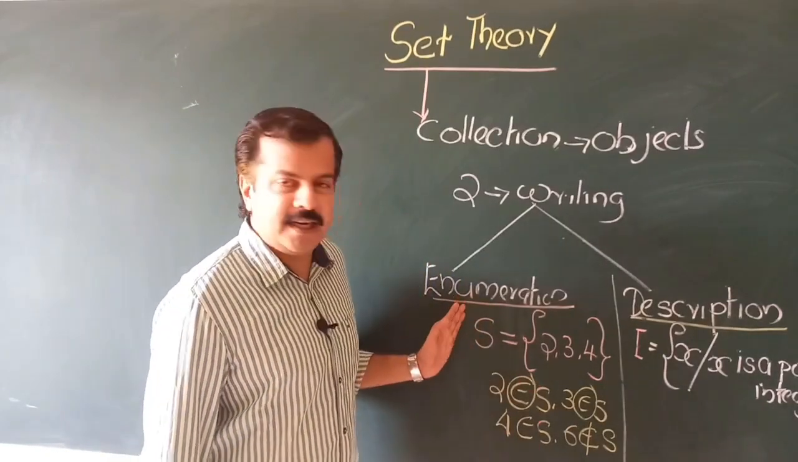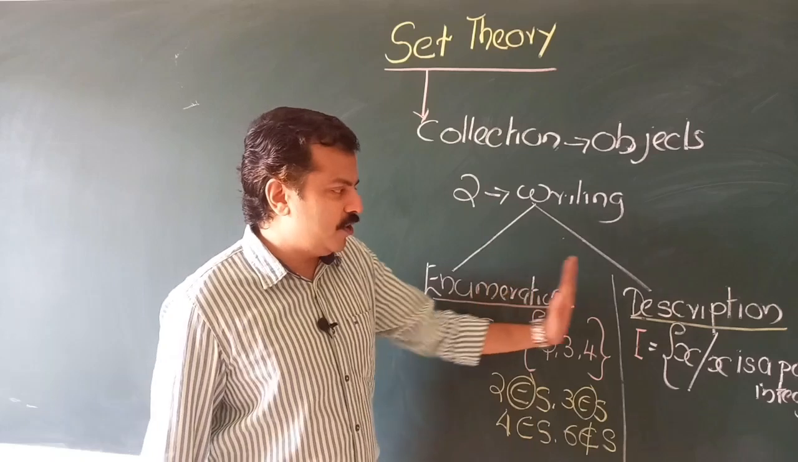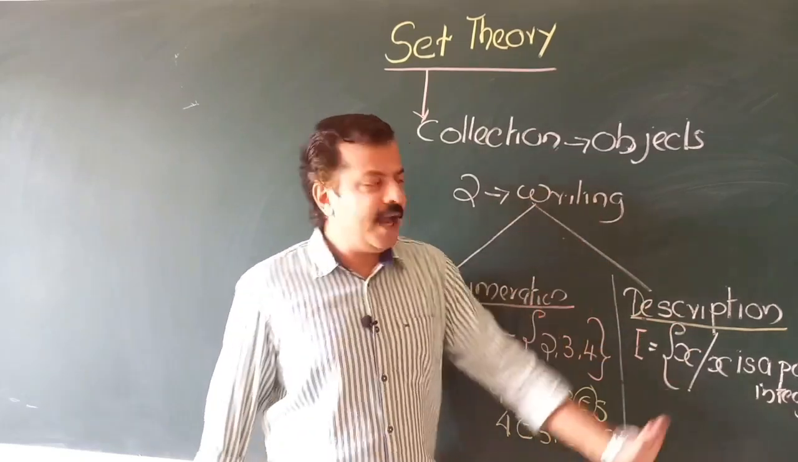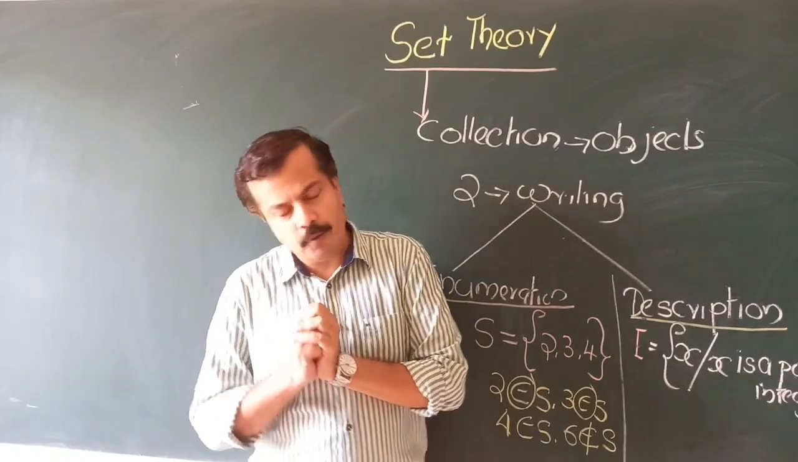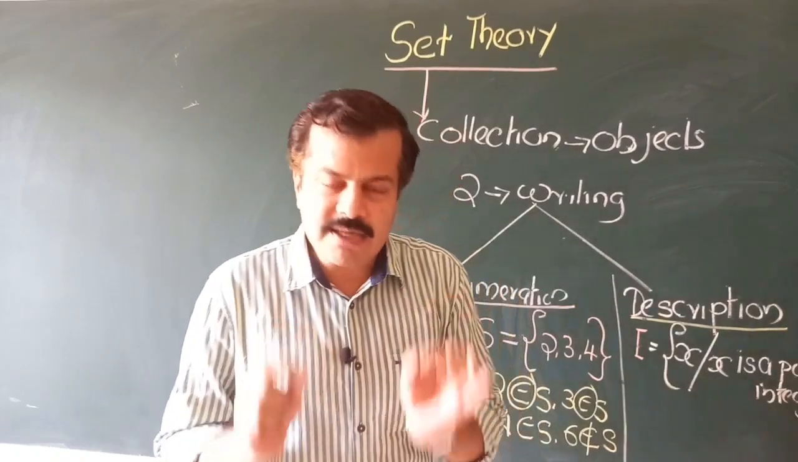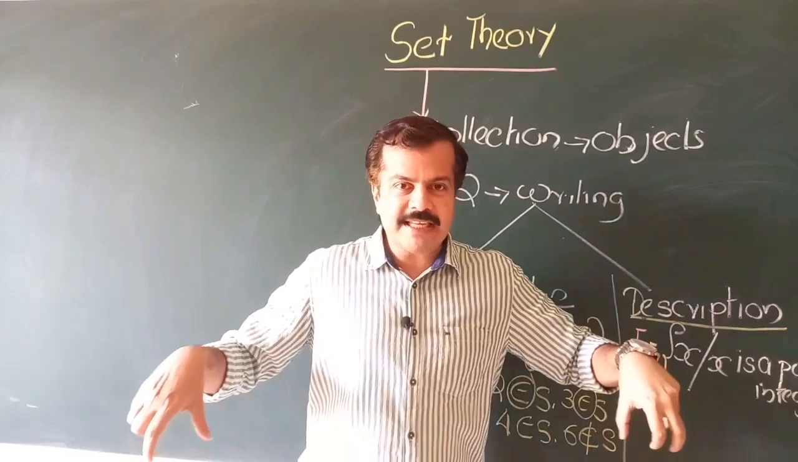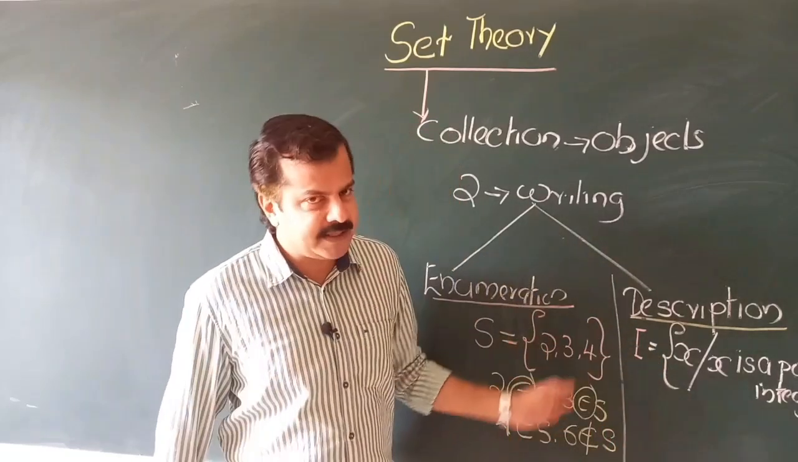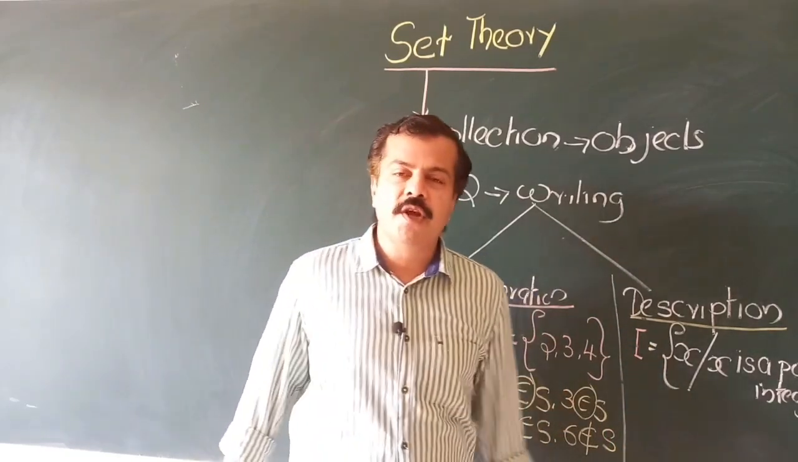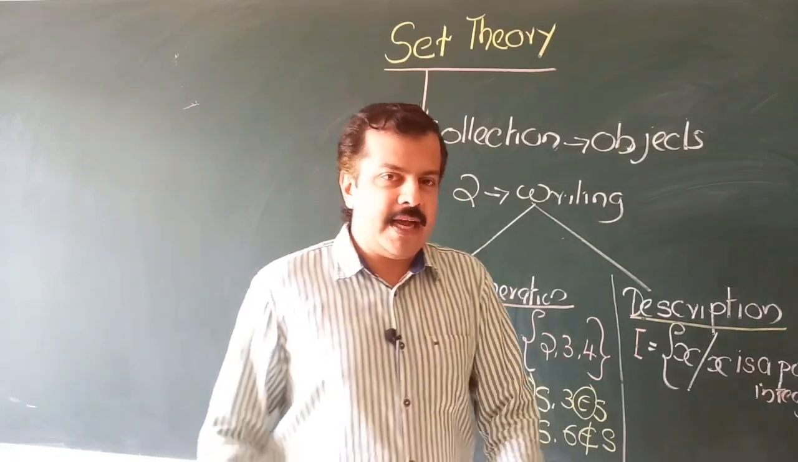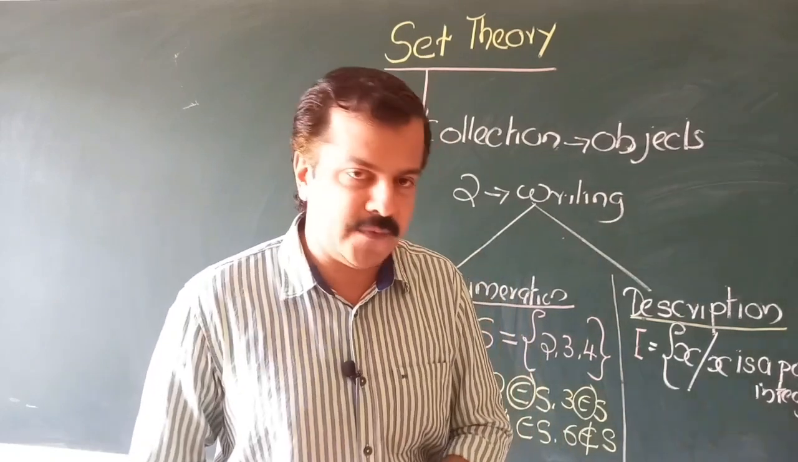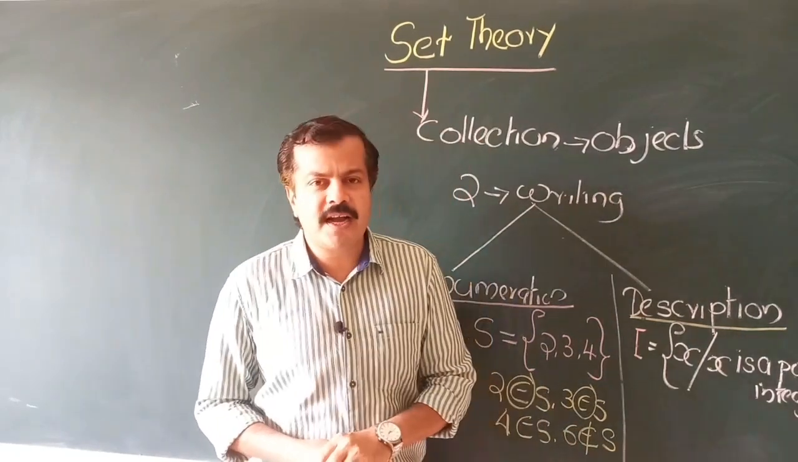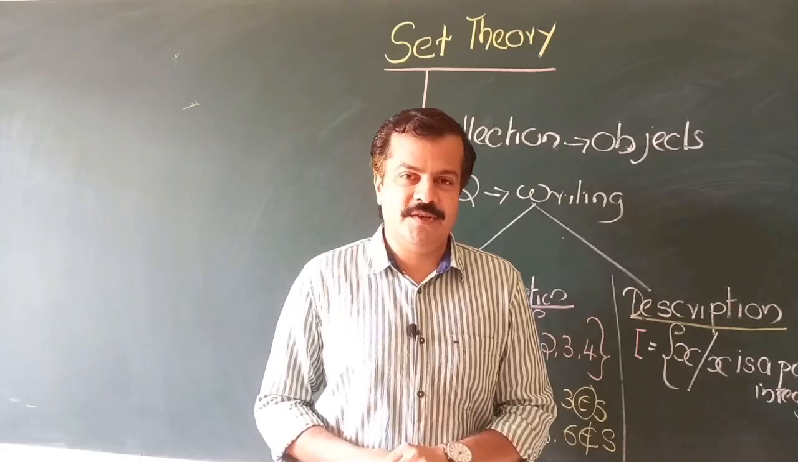So we have the method of enumeration and the method of description, and we also saw the meaning of a set. Now, having understood the concept of a set and the methods of writing a set, the members of the set are called elements, as we have already said. Now, let us explore the different kinds or types of sets.